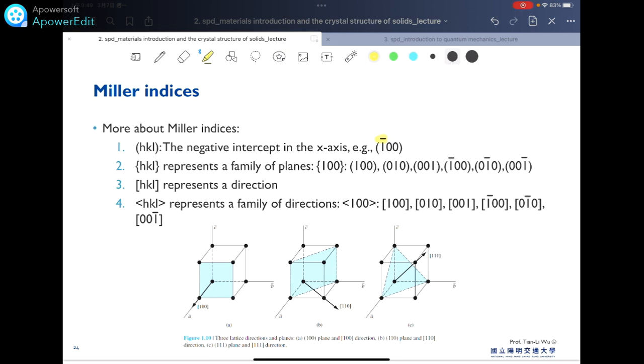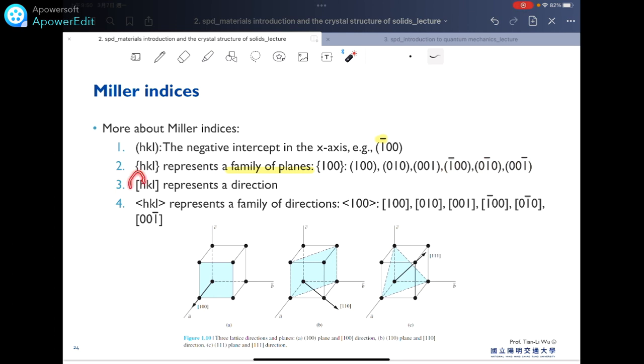And then if you see this style of bracket here, that means we are considering the family of planes. So we are not pointing out only one plane, we are actually pointing out the family of planes. So for example, this is a family of planes. So the family of planes for 100 considers all of these and also the negative parts. That all includes the family of the planes.